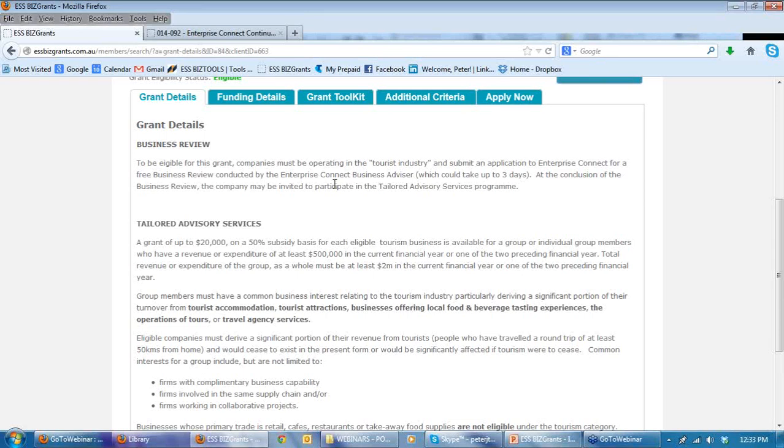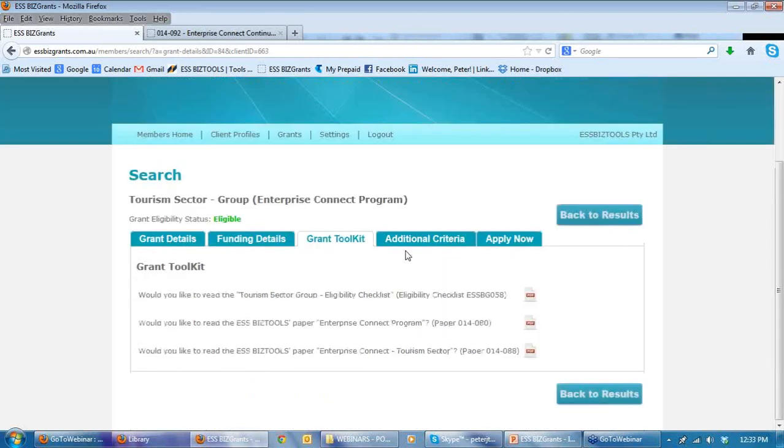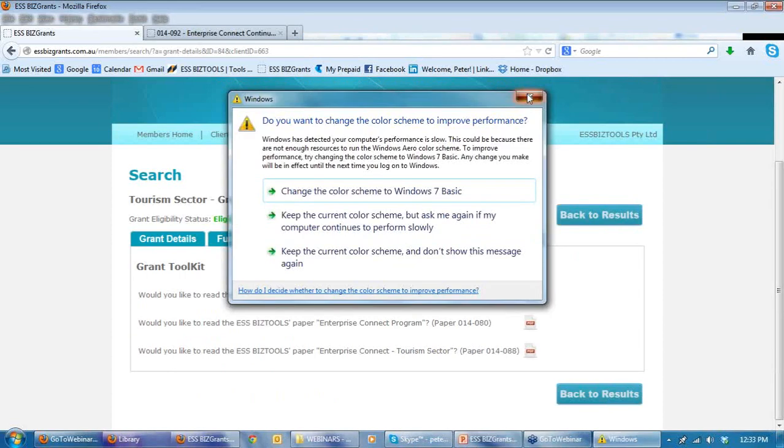So in the grant toolkit, there is a paper which is explaining how that works. And we've got some additional criteria which we had previously answered to speed up the webinar. So if we go back to results now, we've got these 4 potentially eligible grants.